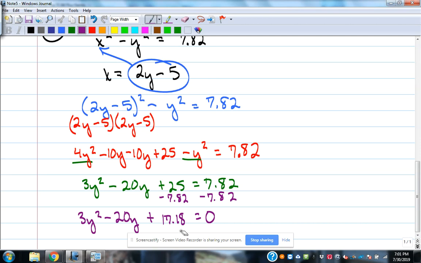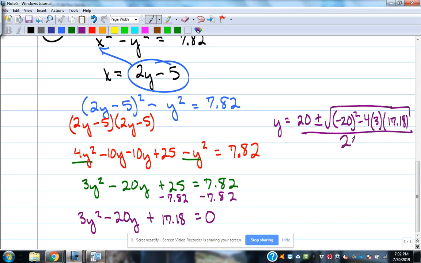I've got a decimal in the problem. That tells me, hey, don't even try to factor that. You're going to use the quadratic formula on that. So I'm going to use the quadratic formula for this. But I'm going to find y instead of x. So y equals negative b, so 20, plus or minus the square root of negative 20 squared minus 4 times a times c, divided by 2 times a.